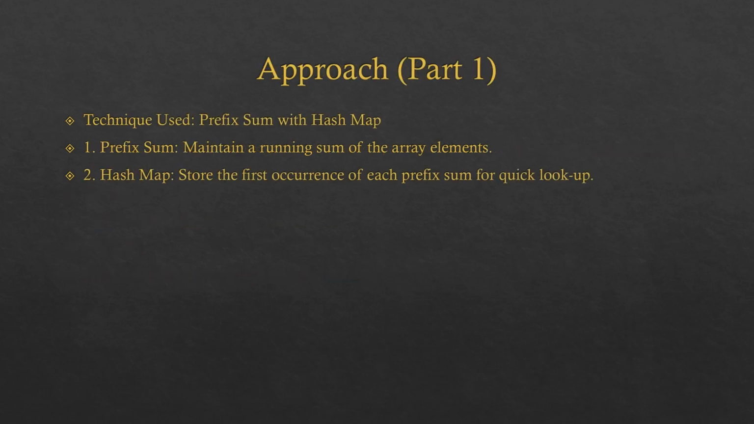To solve this problem efficiently, we use a combination of prefix sum and a hash map. The prefix sum helps us track the cumulative sum of the array elements. The hash map will store the first occurrence of each prefix sum, allowing us to quickly check if we have encountered a sum that leads to a valid subarray.